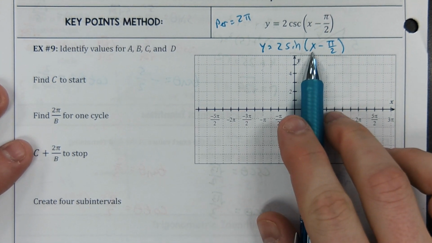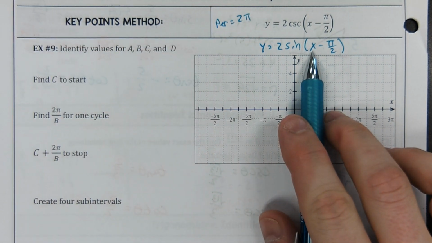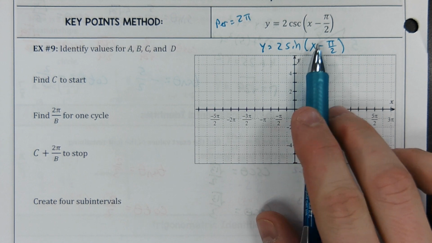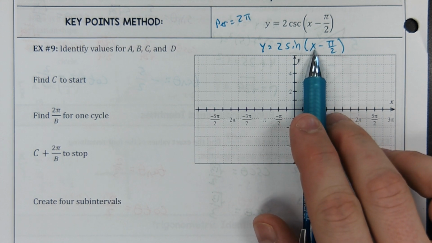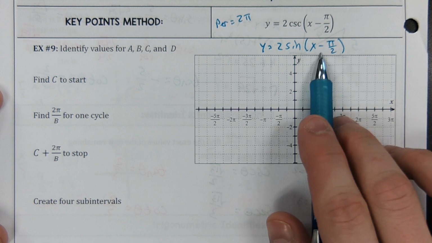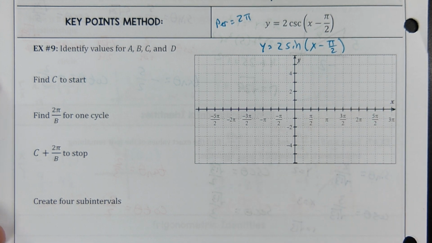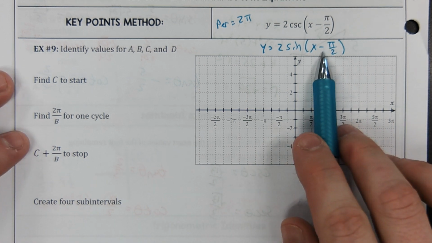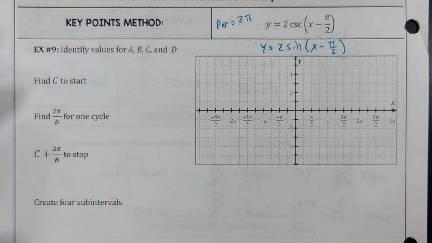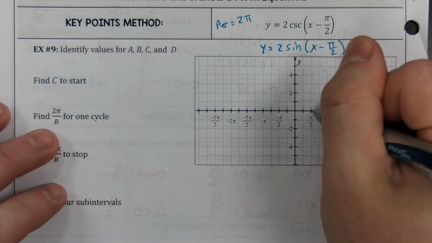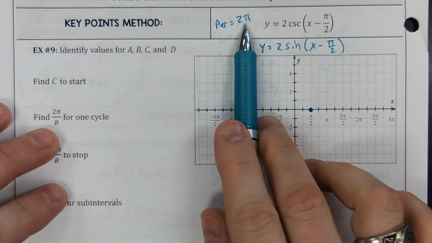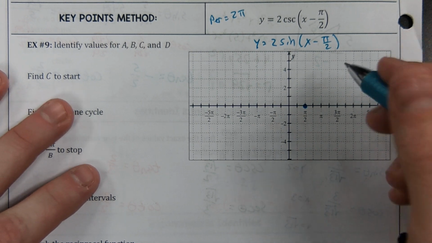Where does this thing start? Pi over 2. It's what makes the inside equal 0. There is no vertical shift. So sine graphs, where do they begin? Minimum, maximum, or midline? Midline. So this thing is going to be on its midline at pi over 2, and since there's no vertical shift, that midline is the x-axis, so I'm on the x-axis. A period length later, I'm back on the x-axis.